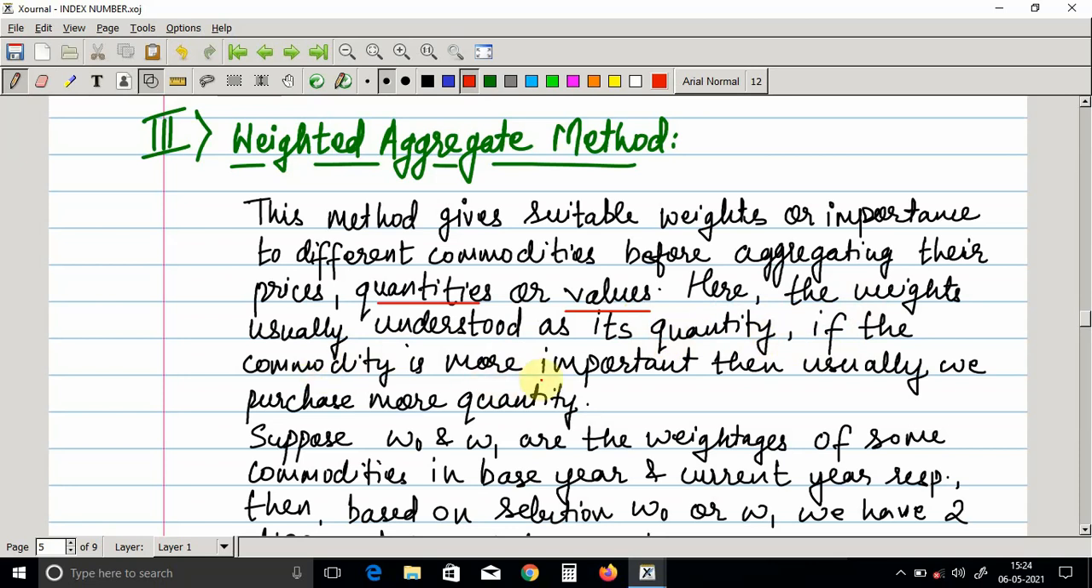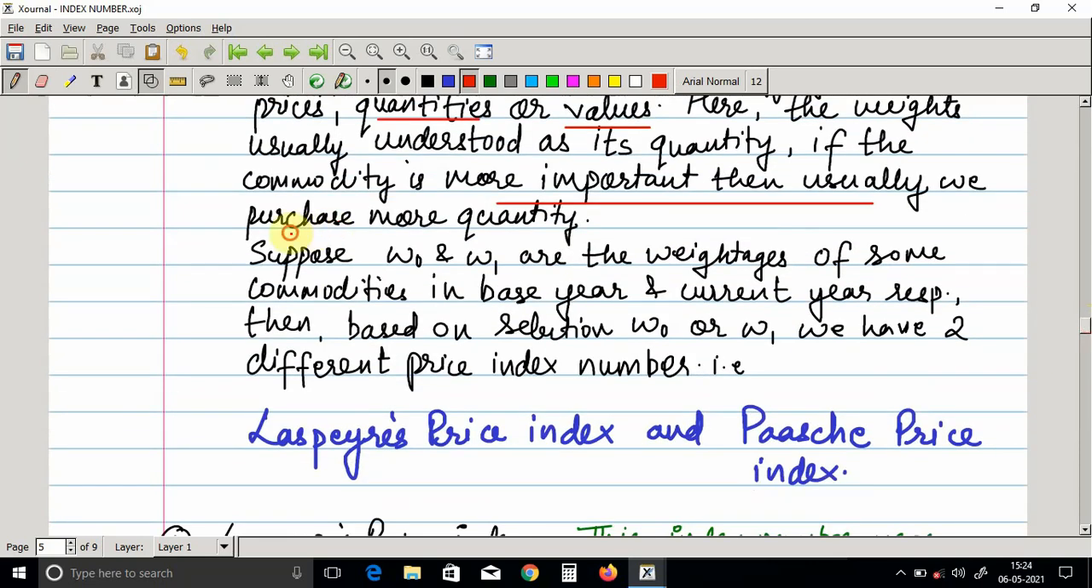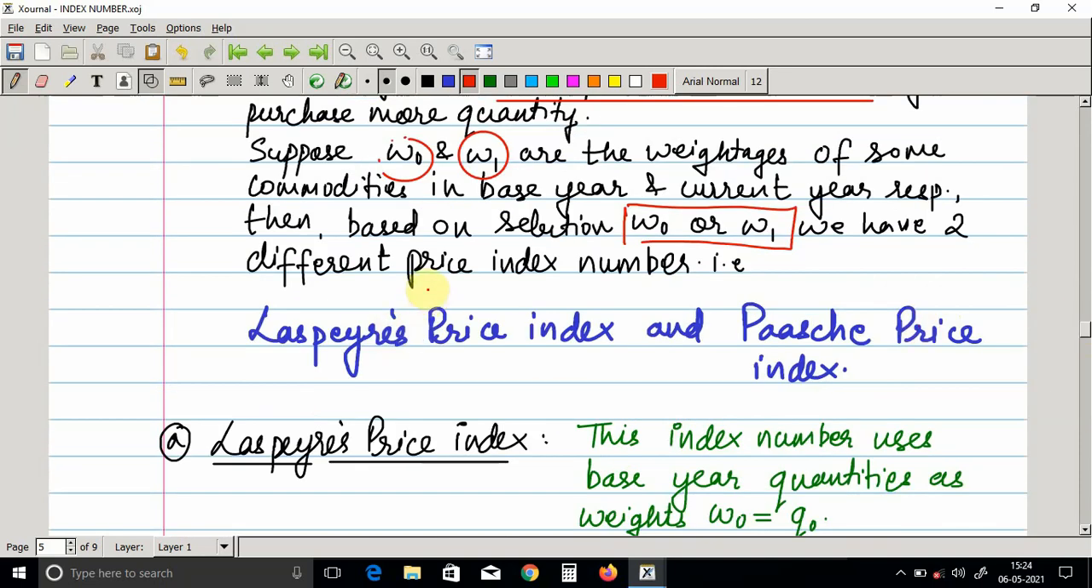So here the weights are usually understood as quantity. If the commodity is more important, we purchase more quantity of it. Suppose W0 and W1 are the weightages of some commodities in base year and current year respectively. Then based on the selection of W0 and W1, we have two different price index numbers. You can imagine here for quantity also, we have two different quantity index numbers and value index numbers.